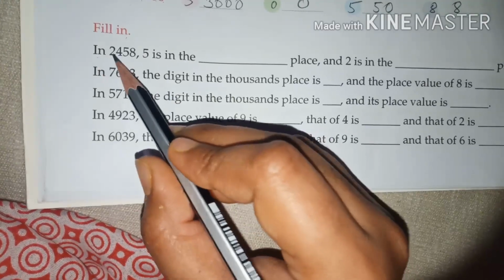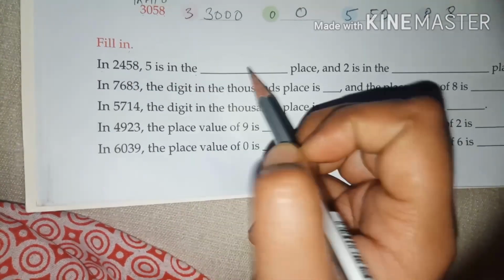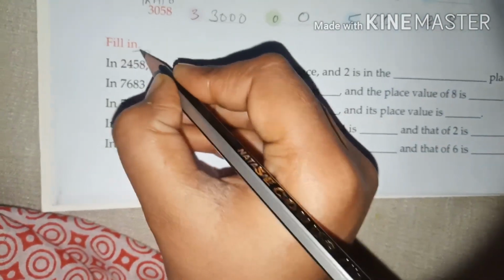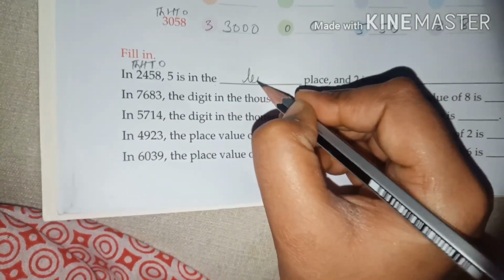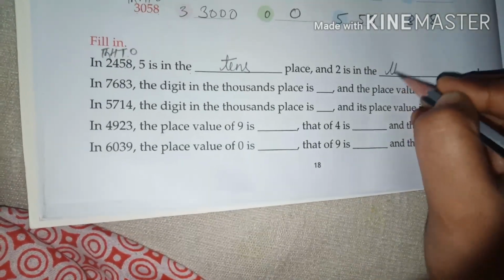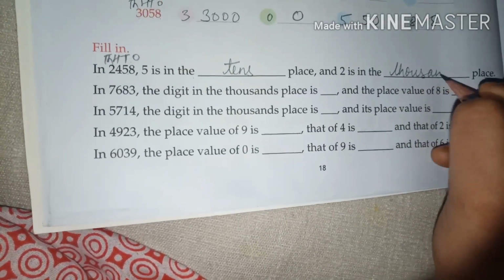Fill in 2458, 5 is in dash place. कौन सी place पे है? तो first of all write ones, tens, 100, 1000. तो 5 is on tens place, so you will write tens place. 2 is in the thousands place, so you will write thousands place.